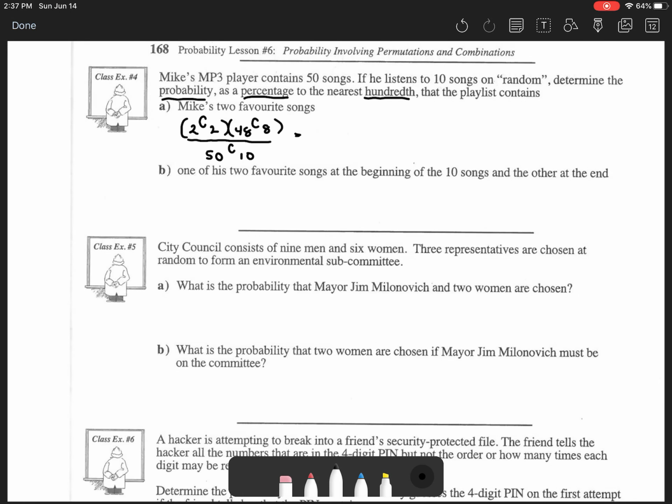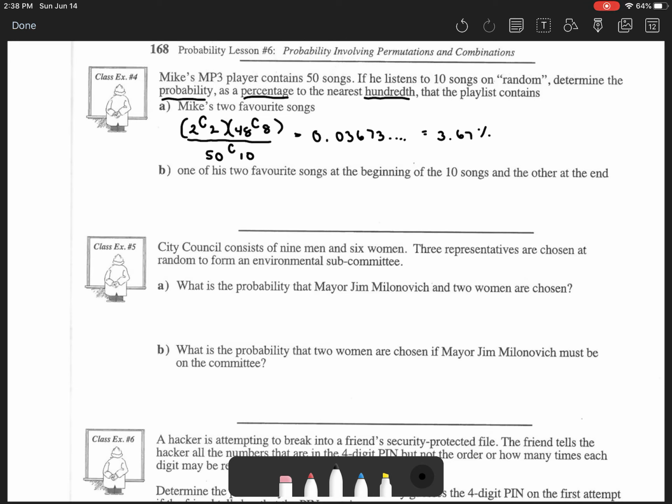So I am going to go 2 choose 2, okay, 48 choose 8, okay, and then I have to obviously divide by 50 choose 10. Okay, so when I get that as a decimal value, you are going to see that I have 0.03673, etc. When I round to the nearest hundredth, that's 2 decimal places, that is going to be equivalent to 3.67%. Okay, and there is our answer.